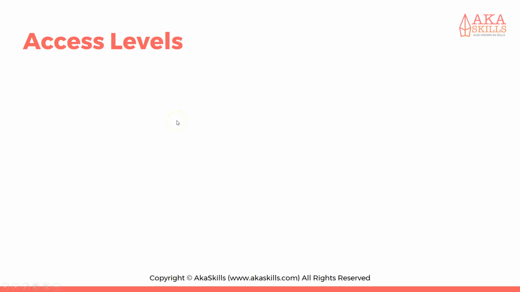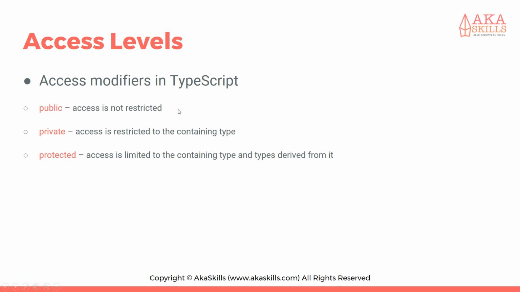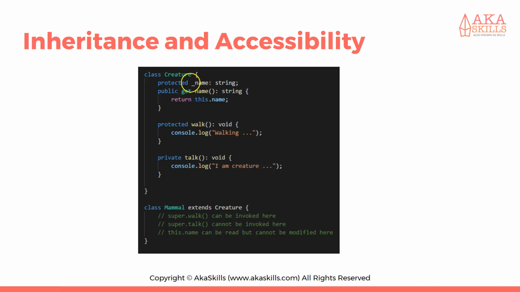What about access levels? So here we come again to access modifiers in TypeScript. Public access is not restricted because everybody can access it. Private access is restricted to the containing type, and protected access is limited to the containing type and types derived from it. Here, an example of inheritance and accessibility.